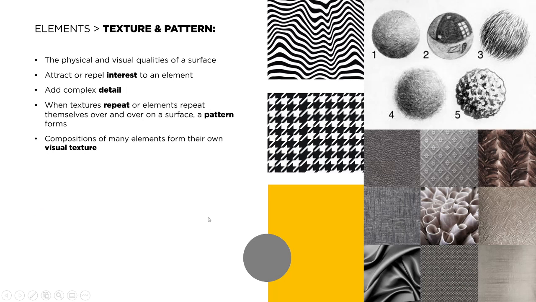Texture and pattern. These are the physical and visual qualities of the surface. They attract or repel interest to an element. Something that has texture and pattern maybe catches your eye. They add detail, and of course it's very important when we're trying to communicate samples or finishes or something like that, because we're designing environments that people touch, feel and see and walk around in. So texture is very important.